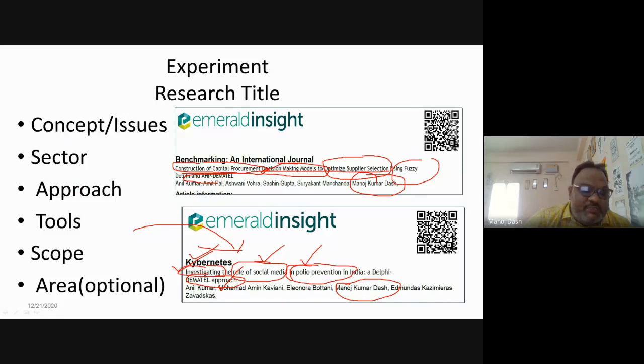So my question is, when you write a paper, you review the concept, review the sector, review the approach, review the tools used in that particular sector, and review what different scopes have already been worked on. Then only can you come to know what best research problem can be carried out.